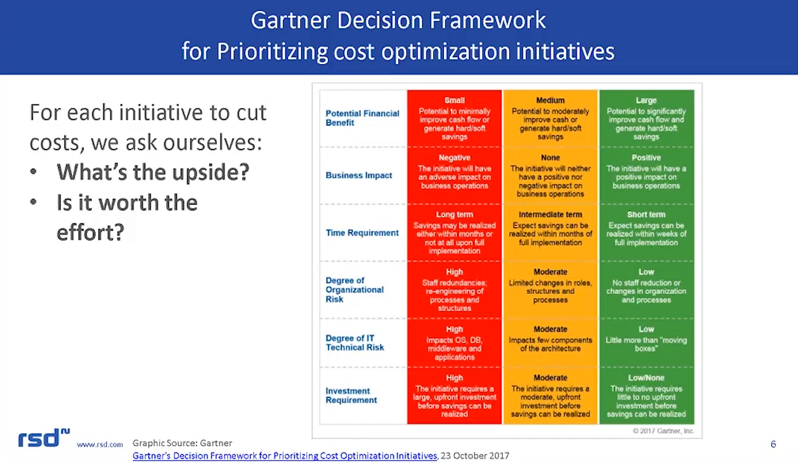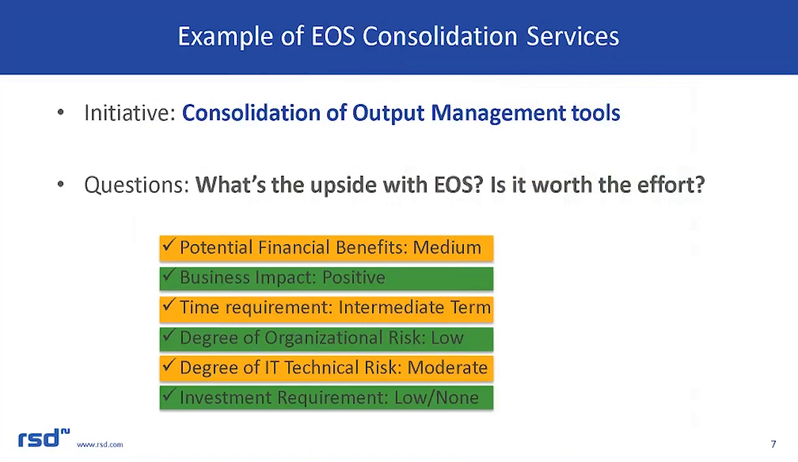So this framework was used with our Output Management Consolidation Initiative for EOS 360. The results are on the next slide. We ran through this template and this tool, and we asked the question, what's the upside with EOS? Is it worth the effort? And we've produced the following results.